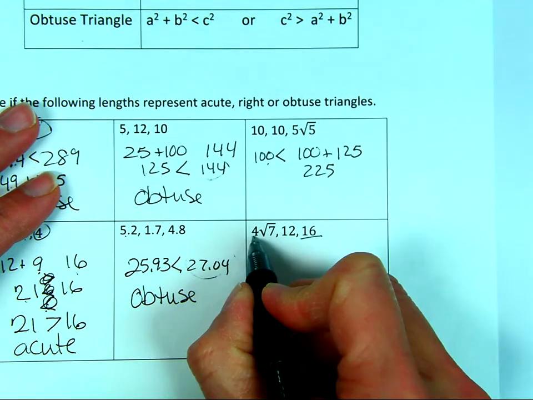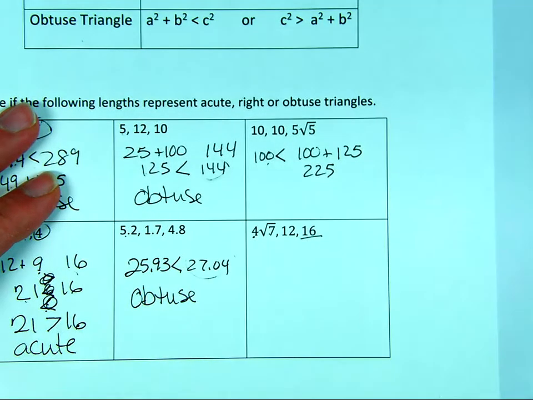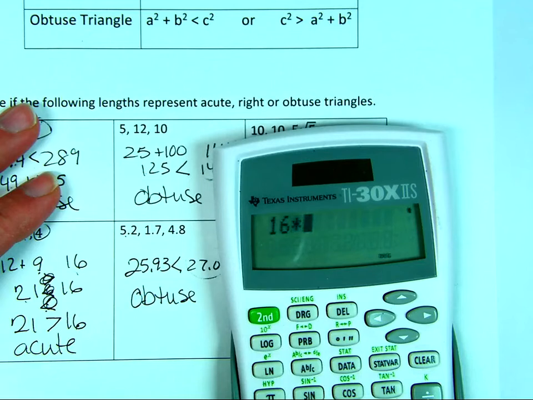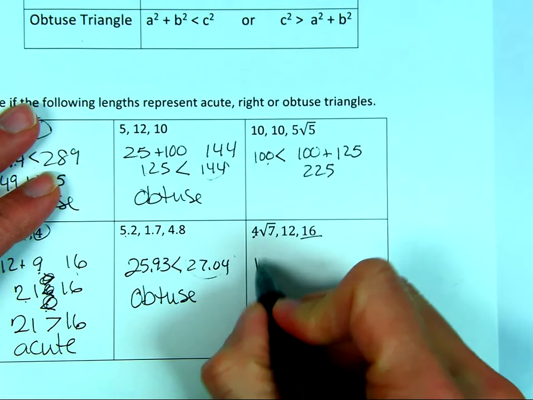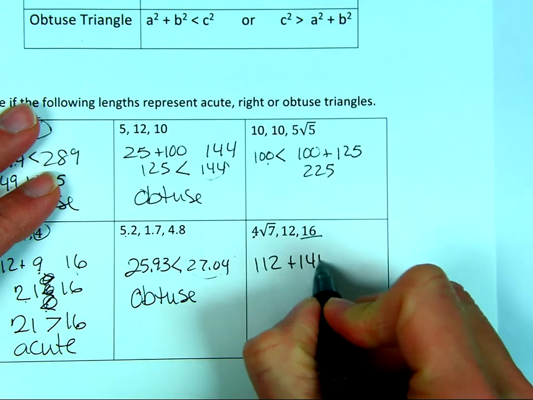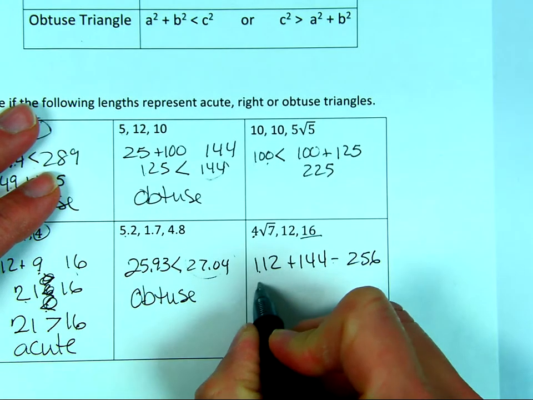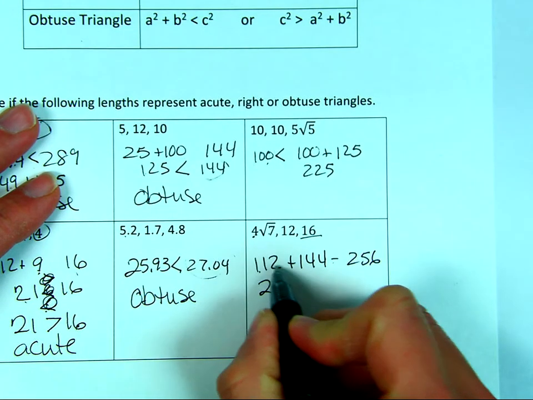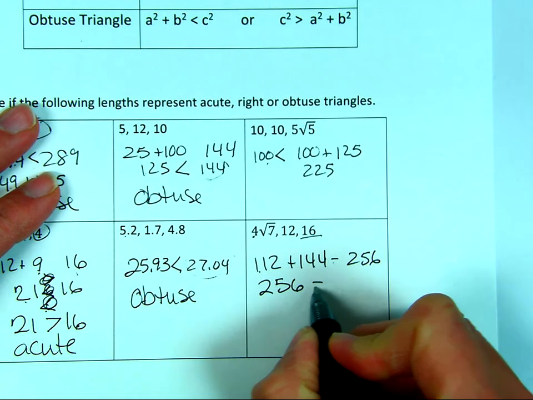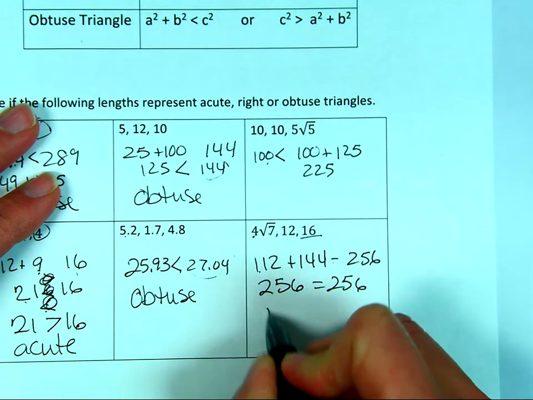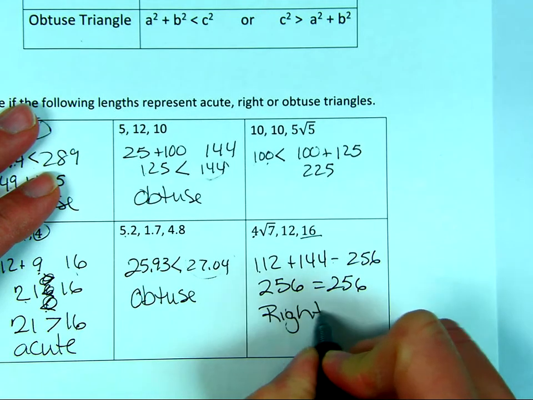So 4 times 4 is 16 times 7. 16 times 7 is 112. And then 144, and then 256. So that's 256 equals 256. So this must be a right triangle since those are equal.